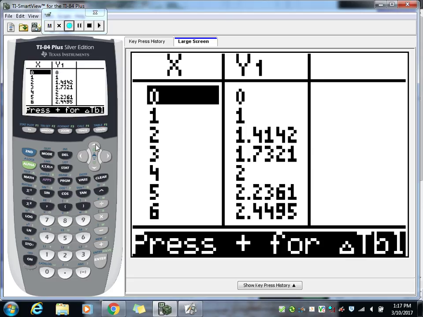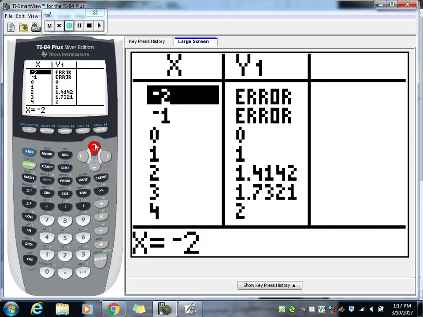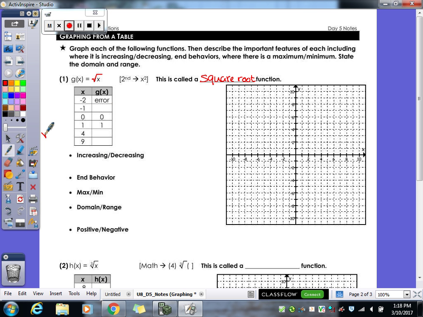If I go up in my table, our negatives are what? Errors. Why would our negatives be errors? Well, it does start at 0, but it starts at 0 because you can't take the square root of a negative number. I can't take the square root of negative 2. I can't take the square root of negative 4. So our negatives are going to have errors there.